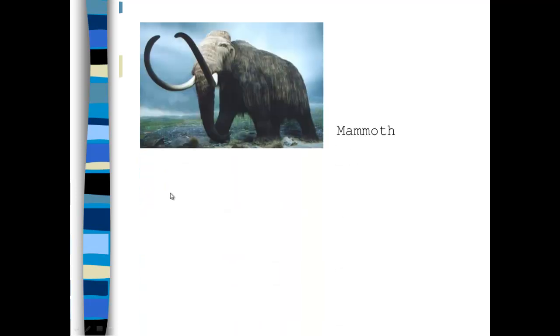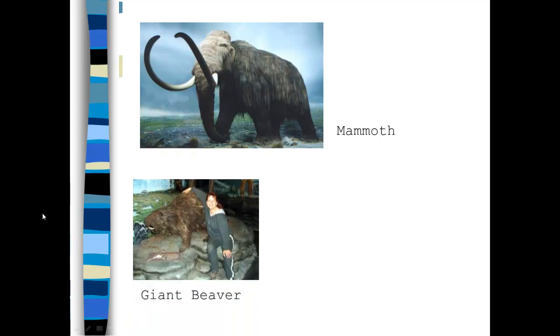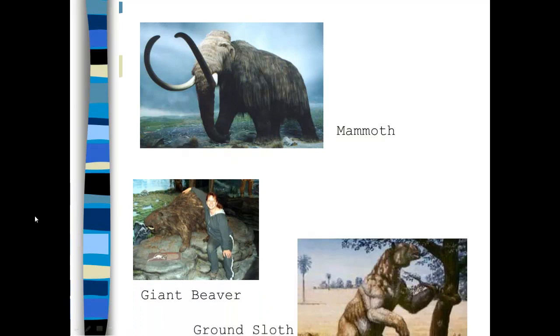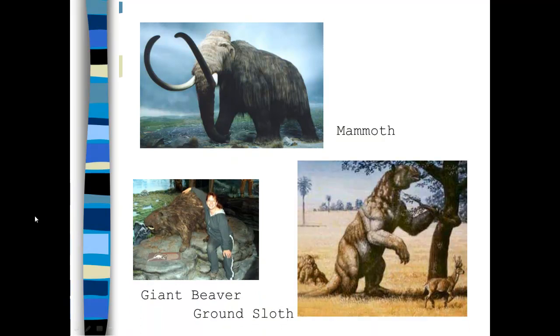Here are some extinct species. First is the woolly mammoth that was thought to go extinct during the Ice Age. The giant beaver and the ground sloth. And there's fossil records to show the different sizes of these animals. Note in the foreground you've got deer, and the sloth is very, very large compared to the deer.